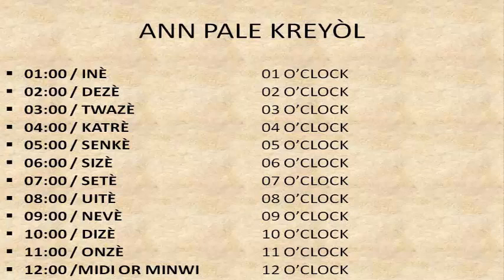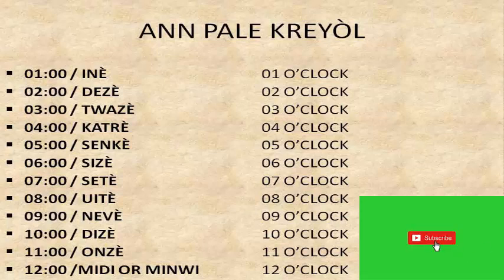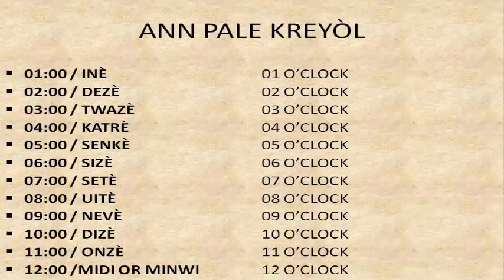So let's see 1 o'clock in Haitian Creole. That's ine. The accent is on the first syllable. Ine. Okay? That's 1 o'clock. 2 o'clock, deze. 3 o'clock, toise. Okay? Toise. 4 o'clock, quatre.